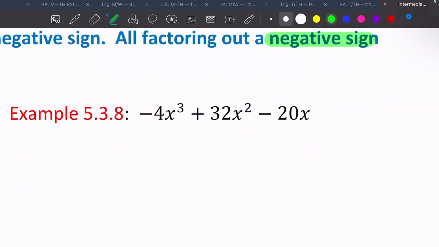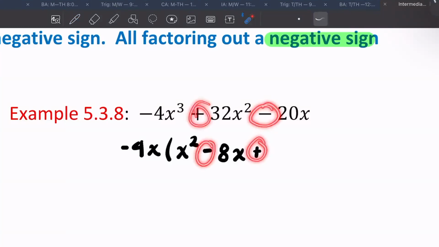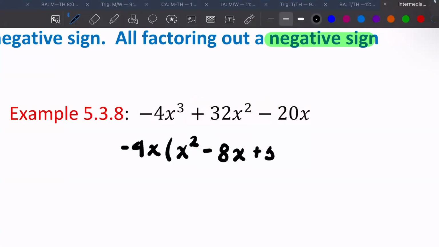Okay, so we can go even more complicated here, and we would take out a negative 4x. So that would leave us with x squared plus 8, right? Minus 8. I just made the rule and then didn't use it. Here we go. Minus 8. 8 times 4 is 32x. And then we'll say plus, right? Our signs are going to be different. We're going to flip them. We're going to flip them. Plus 5.